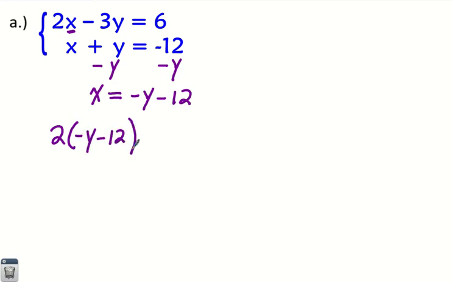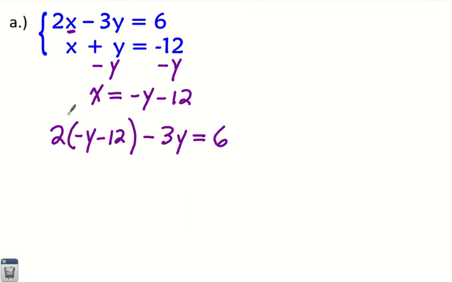And again, it's the entire quantity. It's 2 times the entire quantity that is x. So make sure you use parentheses just like I did in the last example. And then we have the minus 3y equals 6. So that was the money step. That was substitution. Now we actually can solve for y.